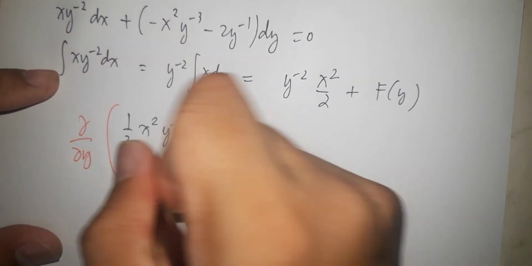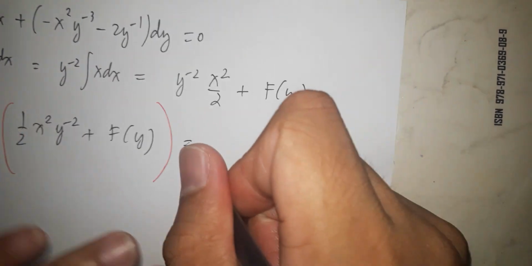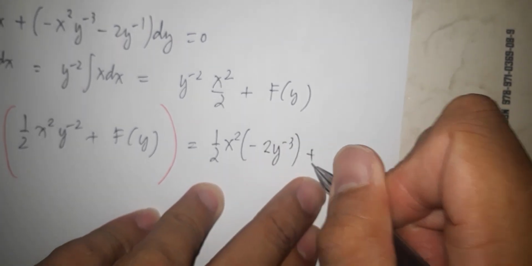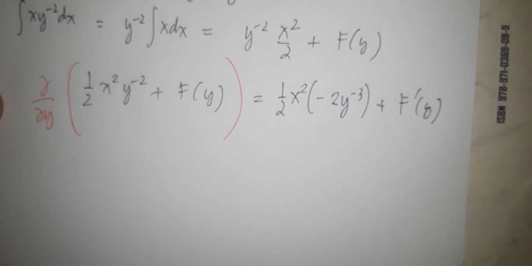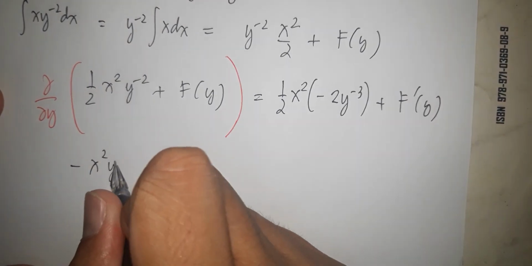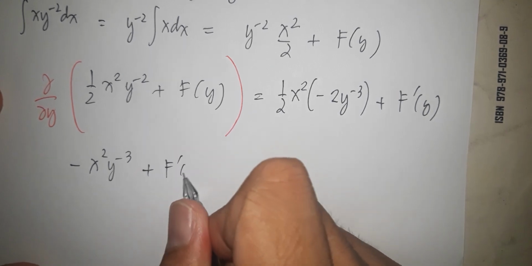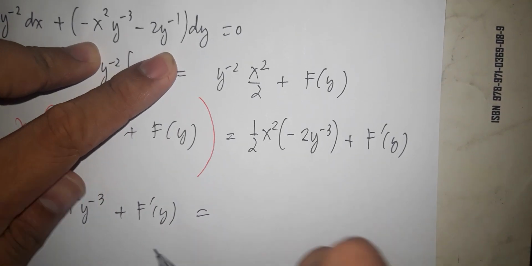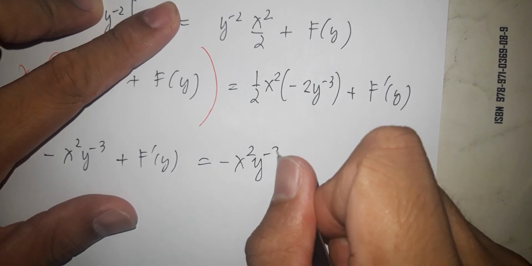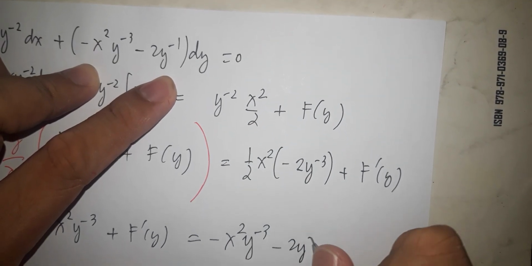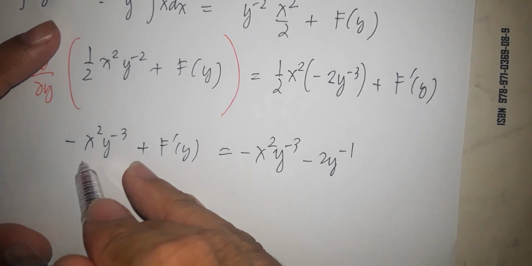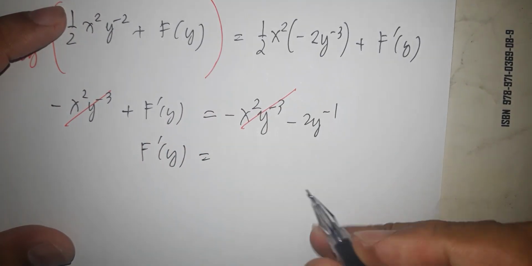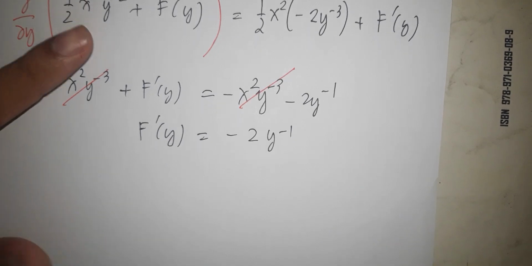Na kukunin natin ang partial derivative with respect to y. Na ang sagot ay 1/2 x squared negative 2y negative 3 plus f prime of y. Which ang answer magiging negative x squared y negative 3 plus f prime of y be equated to our b. So, ang b natin ay ito. Negative x squared y negative 3 minus 2y negative 1. So, makakancel yon. And then, magiging f prime of y is equal to negative 2 y negative 1.